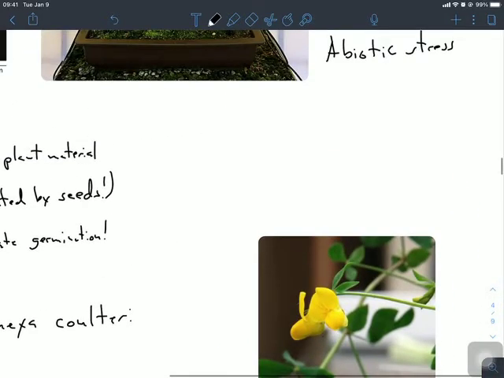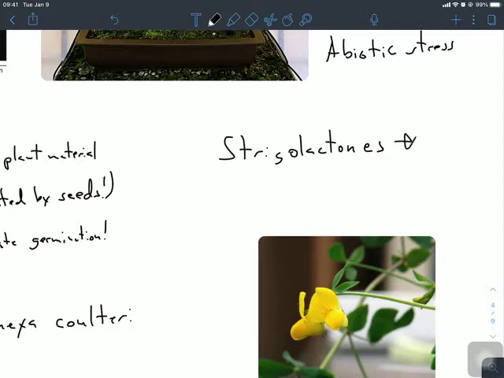Now, our next and last hormone are called strigolactones. And these hormones are, again, not something that's meant for the plant itself, but are exuded by the roots. The reason why the roots are producing them and secreting it into the soil is that they want to instigate the formation of mycorrhizal fungi.